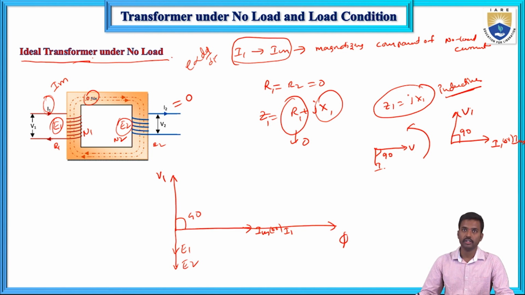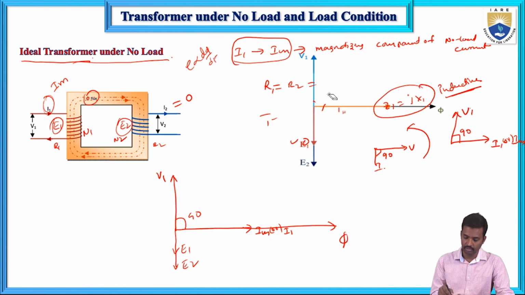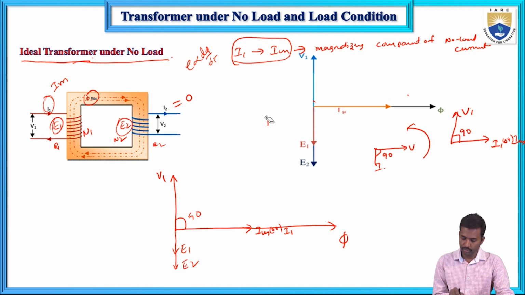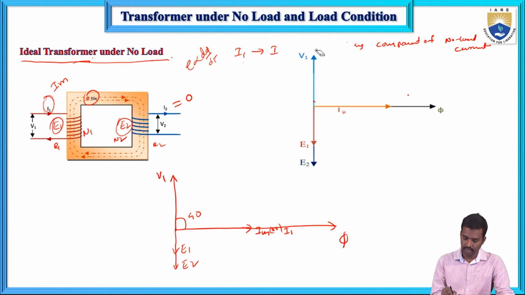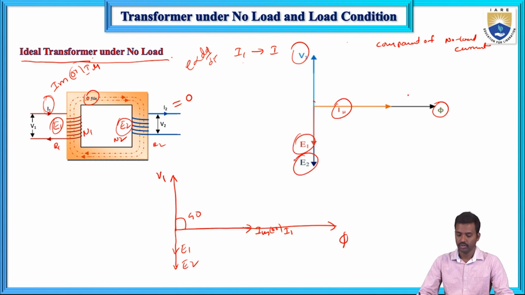Now here the second case, this is the diagram. If you see this diagram, same diagram, I mu, V1, phi. Here you can represent this magnetizing current with I mu also, and this is E1 and E2. So this is the vector diagram for transformer under no load condition.